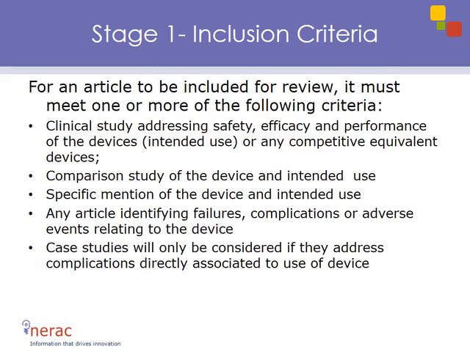Stage 1 inclusion criteria. For an article to be included for review, it must meet one or more of the following criteria. It has to be a clinical study addressing safety, efficacy, and performance of the device, its intended use, or any competitive equivalent devices. It has to be a comparison study of the device and its intended use. It has to mention the specific device and its intended use. It has to be any article that identifies failures, complications, or adverse events relating to the device and its intended use. Case studies will only be considered if they address the complications directly associated with your device.